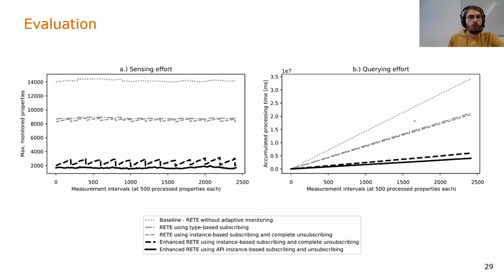We have prototypically implemented an automatic adaptation of existing Rete nets as described and evaluated it in the context of a simulator for architecture runtime models that are similar to the example, using a query that is also similar to the example query used in this presentation. And our initial evaluation results indicate that the enhanced Rete nets, which are displayed as a solid black line, significantly outperform the baseline Rete nets, which are displayed as a gray dotted line, for both sensing effort and querying effort.